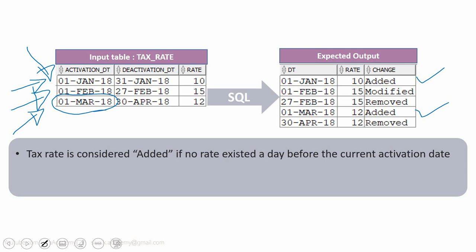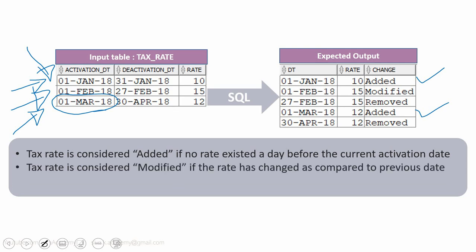And whenever there is continuity, but there is a rate change, then it is considered as modified. For example, after 31st, we have continuity here, 1st Feb, but the rate is actually changed. On 31st, the rate is 10, whereas on 1st Feb, the rate is 15. So there is a change in the rate. So that is considered as modified.